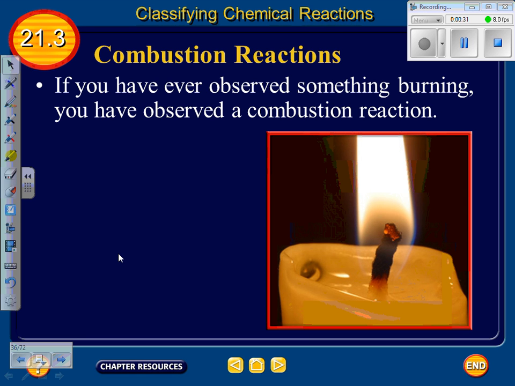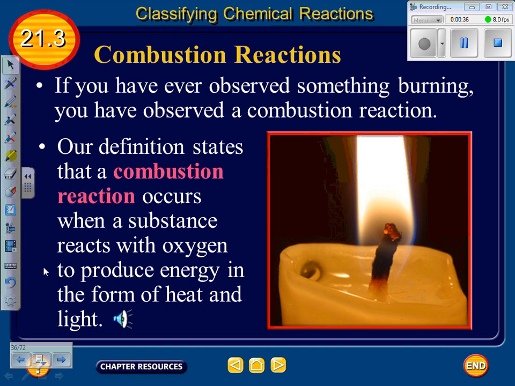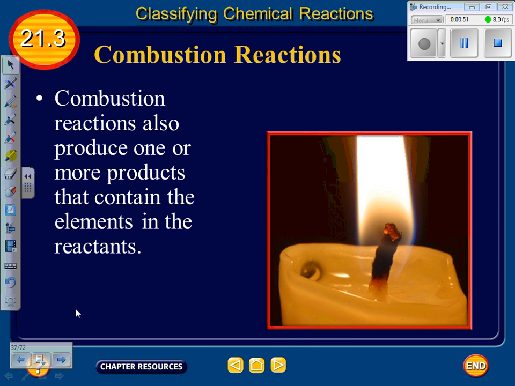If you've ever seen something burn, you've observed a combustion reaction. Our definition states that a combustion reaction occurs when a substance reacts with oxygen to produce energy in the form of heat and light. Pretty simple reaction and pretty simple to understand. Combustion reactions produce one or more products that contain the elements in the reactants. So what that means is that if you start with, say, wood on the left side, you're going to have part of that wood on the right side.